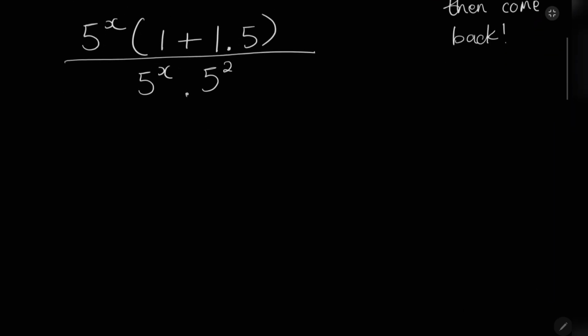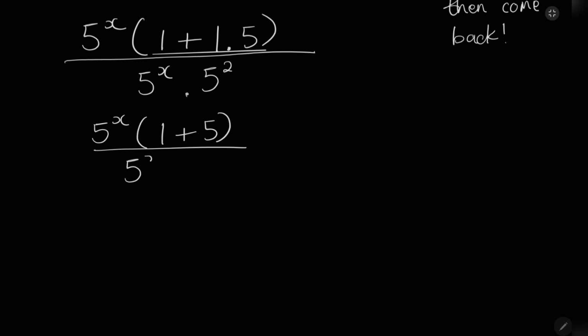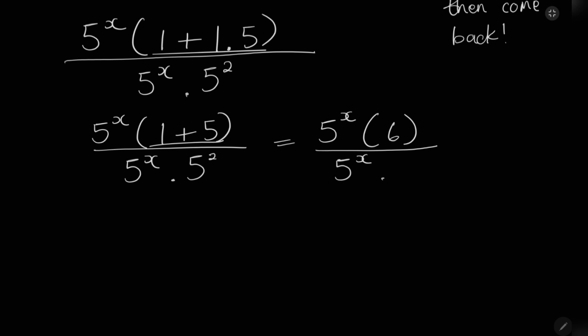So what should we do now? We can try to solve this bracket. In mathematics, we always try to simplify what's in the bracket first. We have 5 to the power x times 1 plus 1 times 5, which is just 5, over 5 to the power x times 5 squared. Now let's calculate this. We have 5 to the power x times 1 plus 5, which is 6, over 5 to the power x times 5 squared.